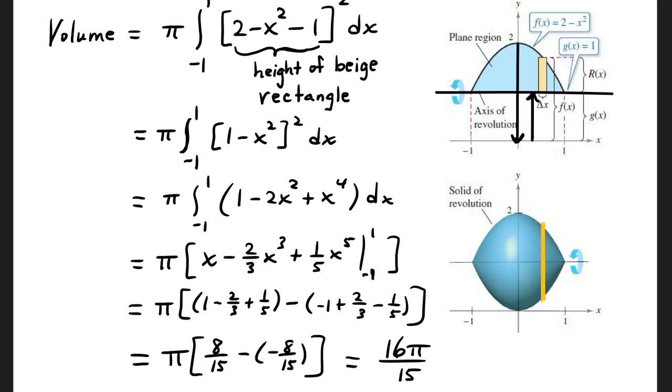Once the calculations are all final, we have 8/15 minus -8/15. That's a positive 16/15. Don't forget to multiply by pi. This is the volume of this figure.